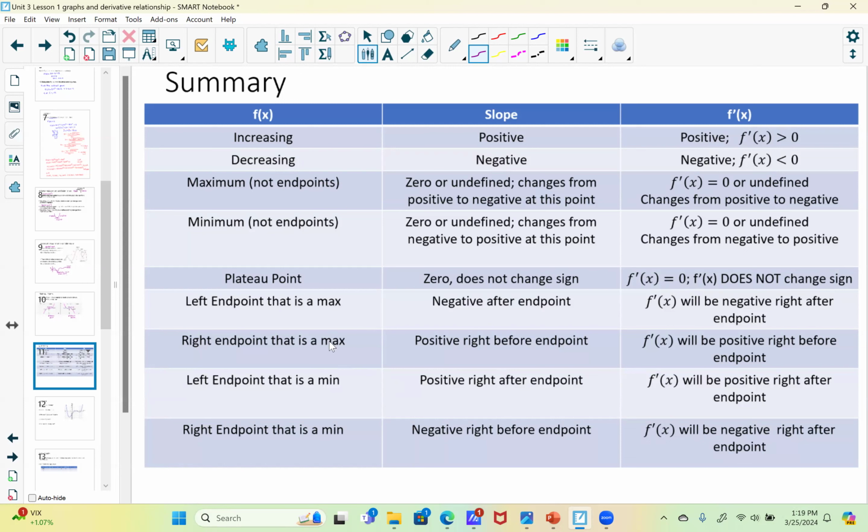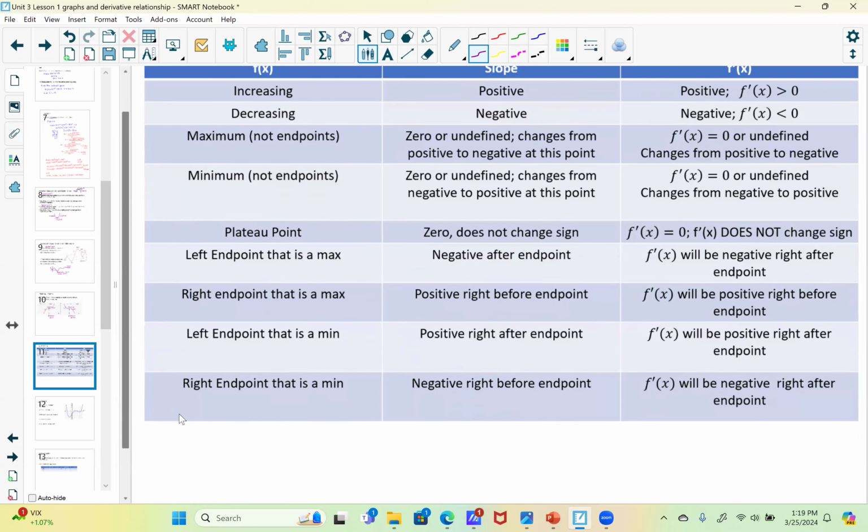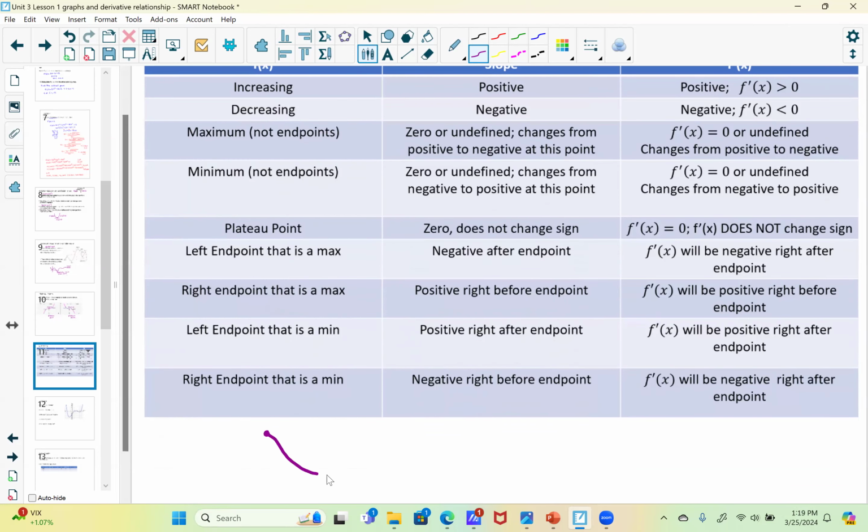And then these are the rules I just talked about with the endpoints. So if a left endpoint is a max, that means my function is decreasing after it. And so the derivative is negative and the slope is negative. Usually I draw these to remember it because it's hard to memorize, but if you draw a picture, it kind of helps you.